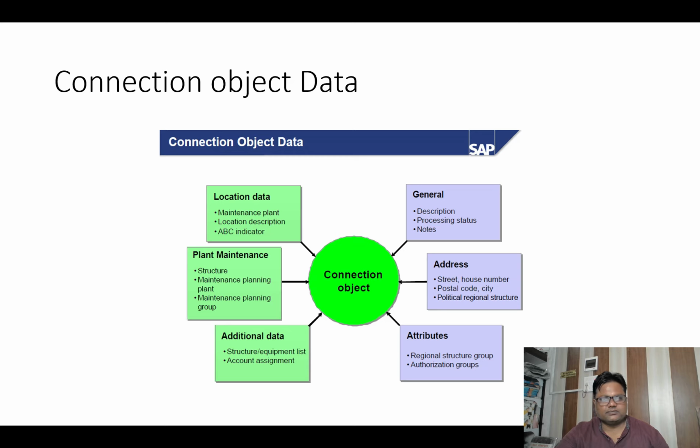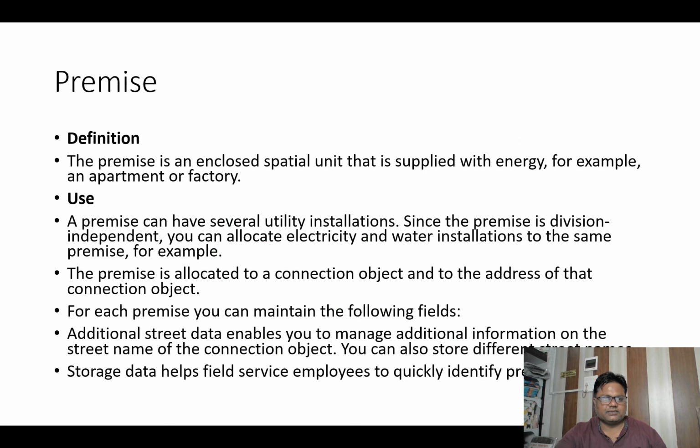Connection object data. The location data, maintenance plant, location descriptions, ABC indicator, plant maintenance, structure, maintenance planning plant, maintenance planning group, additional data, structure, equipment list, account assignment, general descriptions, processing status, notes, address, street, house number, postal code, city, political regional structure, attributes, regional structures group, authorizations group, premise.